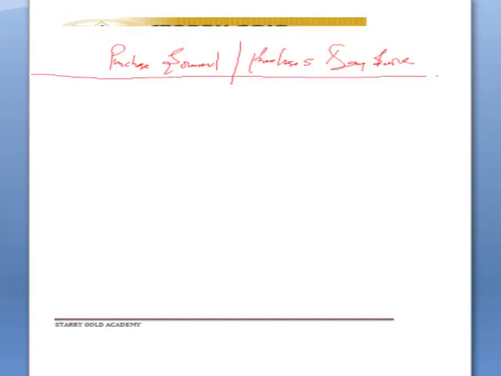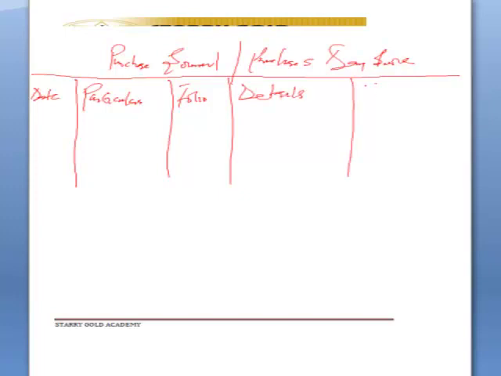Let's see our solution. So we shall have the purchases journal or purchases day book, whichever one you want to call it. As usual, the date column, the particulars, the folio, the details, and finally the total.